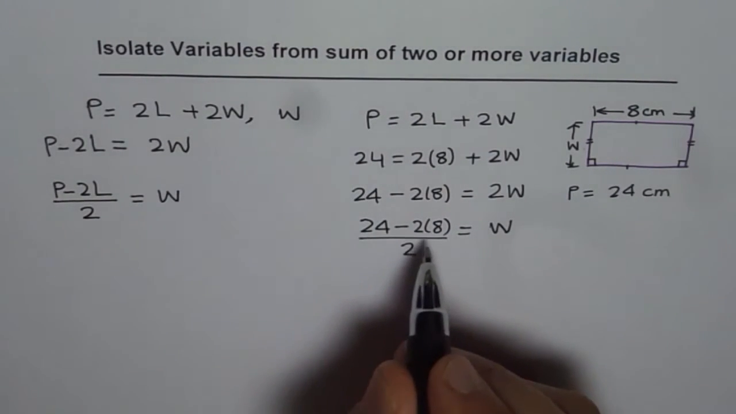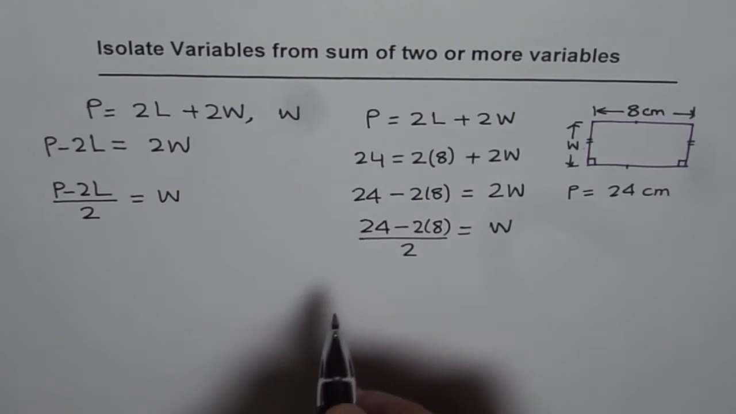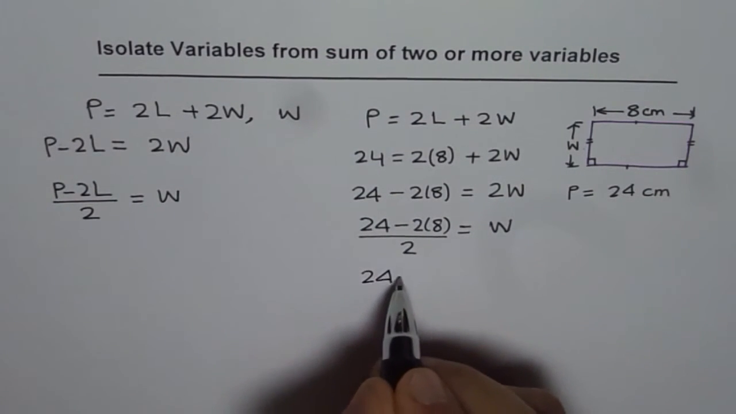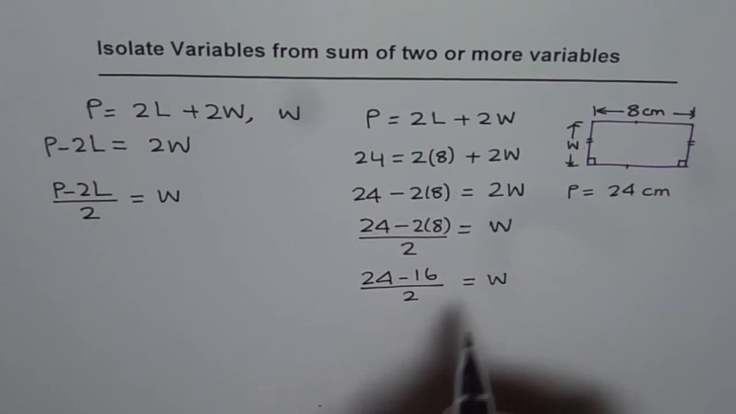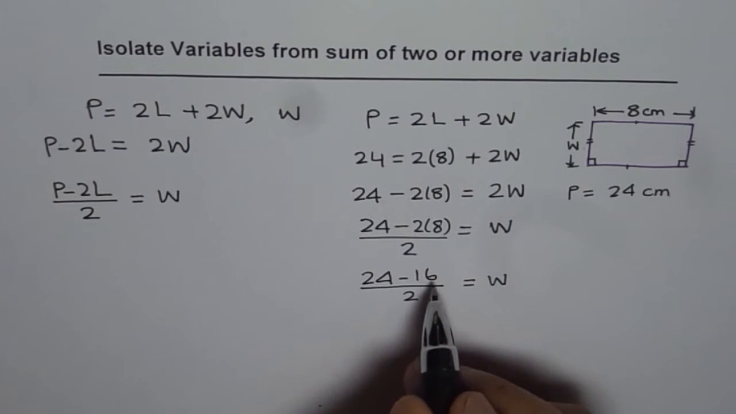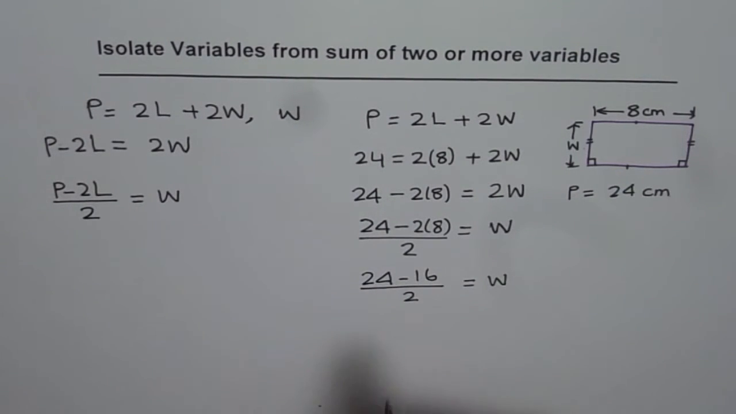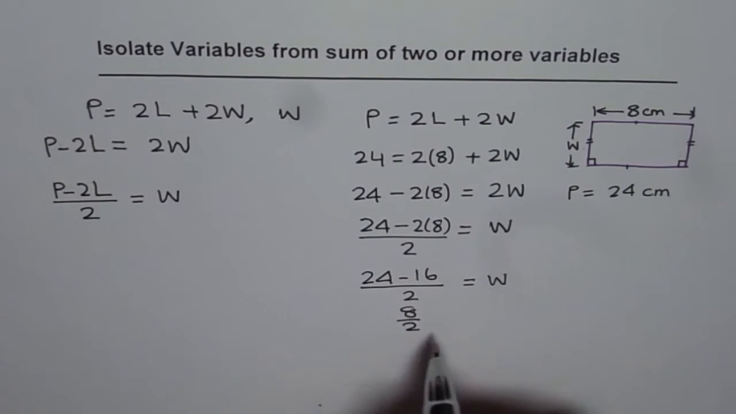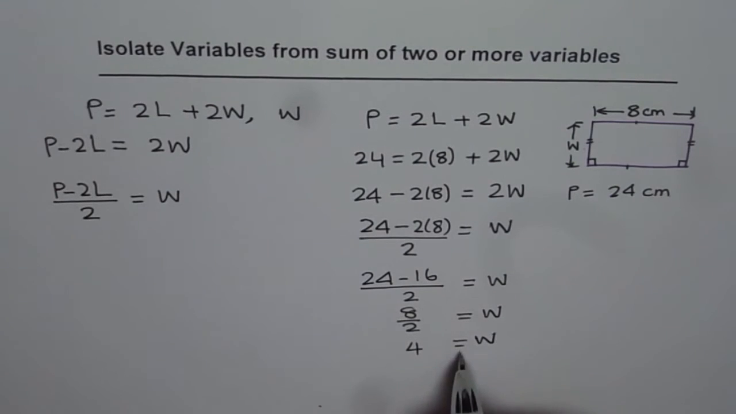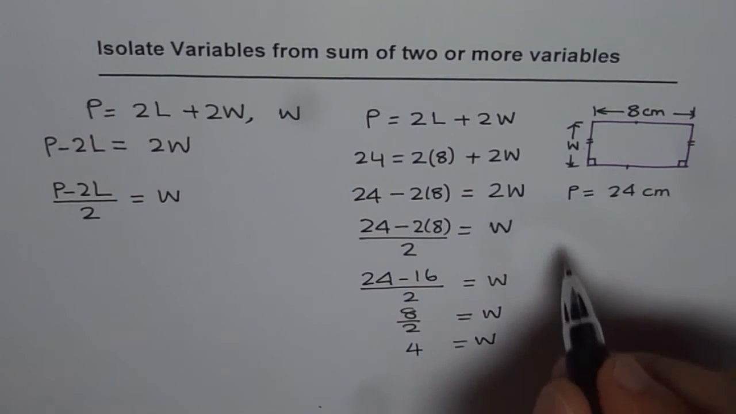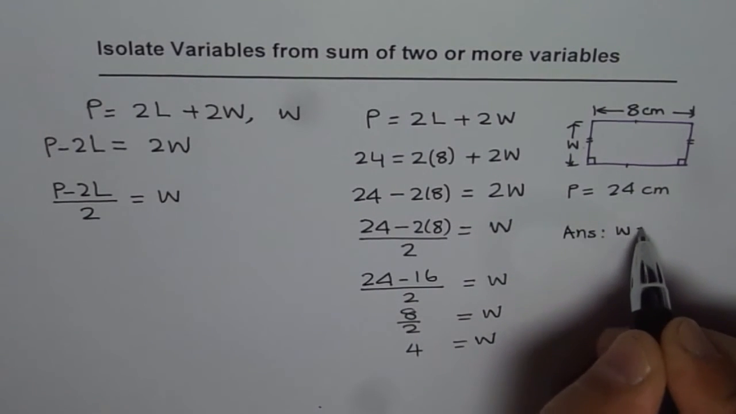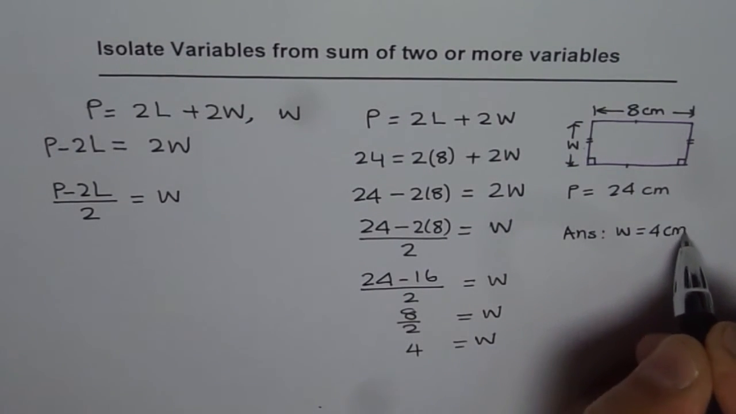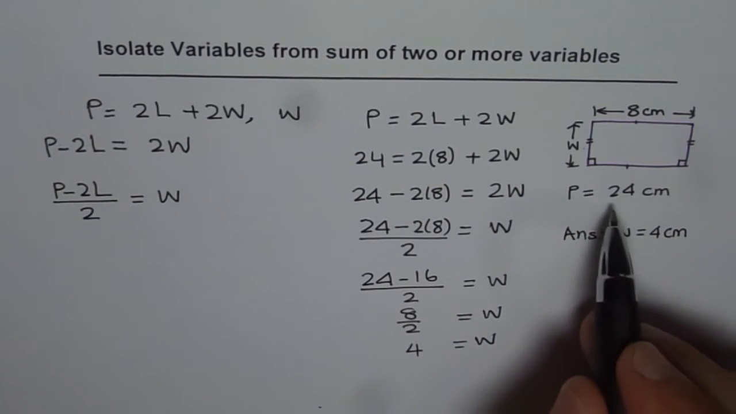So let us solve this and at least get the width of this rectangle. So what we get is 24 minus 16 divided by 2 is the width, and 24 minus 16 is 8, right? 4 is 20 plus 4. So it is 8 divided by 2 is the width, or 4. So width is 4 and the units is centimeters, right? So our answer is that width of this rectangle should be 4 centimeter. Then the perimeter is going to be 24.